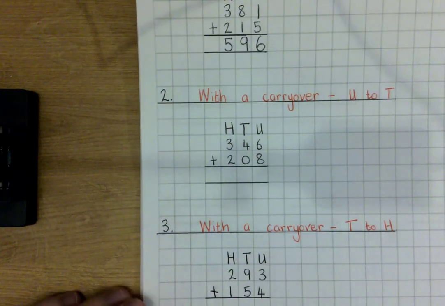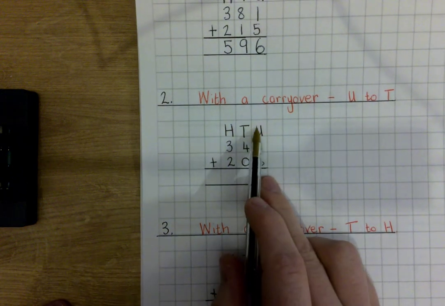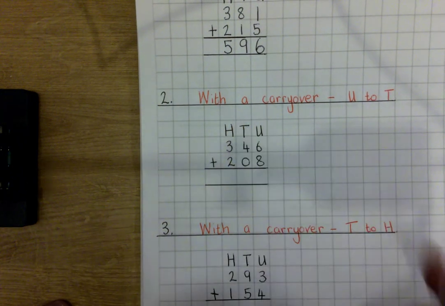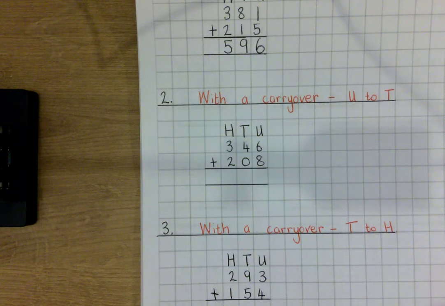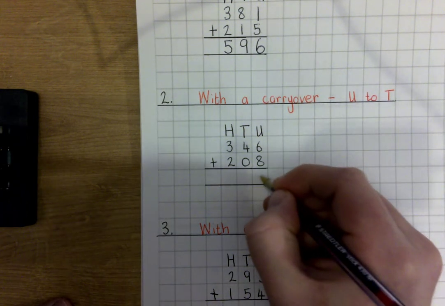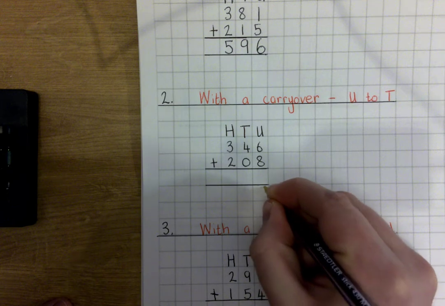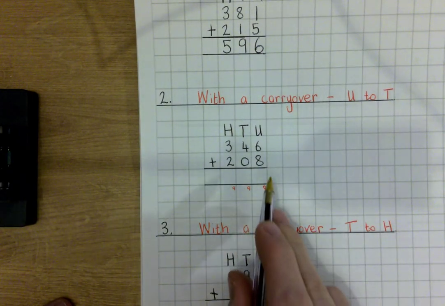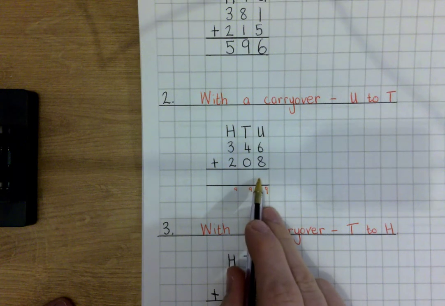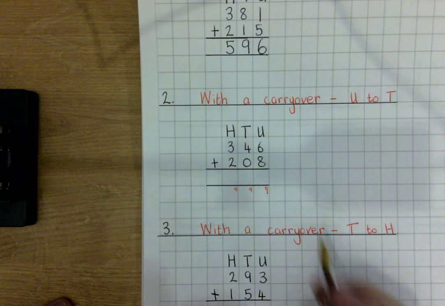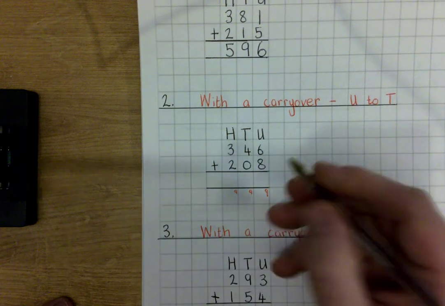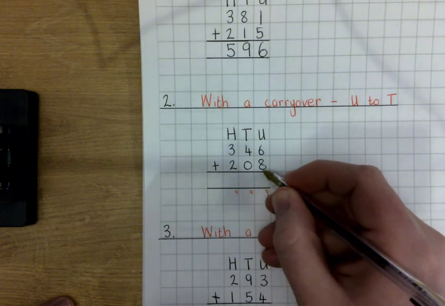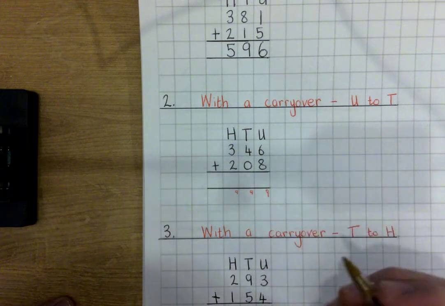Let's move on to the next one. So we're going to do this addition sum with a carryover, but the carryover is going to happen from the units going into the tens column. Now, the highest number I can have as an answer is a 9 in any column. Okay, so if I have a number that's bigger than a 9 in a column, I'm going to have to do a carryover. Let's see if we can spot any numbers in the column that is bigger than a 9.